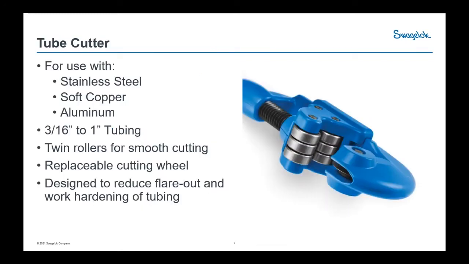A good tube cutter is essential too. Like when you're cutting soft copper or aluminum, it's relatively easy, but the harder stainless steel can present more of a challenge. You want a good quality cutting wheel. Twin rollers are going to allow for nice smooth rotation around the tubing, and a fatter handle is going to make it a little bit easier to advance the tube cutter wheel.